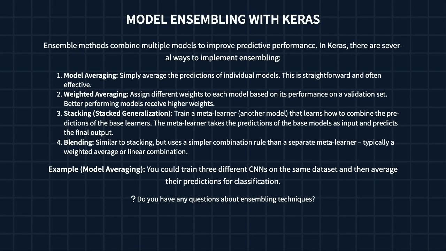Okay, let's talk about model ensembling in Keras. Ensembling is a really powerful technique. It's like getting several experts to tackle the same problem together and then combining their insights for a better overall solution. There are a few different ways you can go about this in Keras. First, there's simple model averaging, where you just take the average of each model's predictions. Then you have weighted averaging, which lets you give more importance to models that perform particularly well on your validation data. You could train 3 different CNNs and then average the predictions. It's a quick way to potentially boost accuracy.